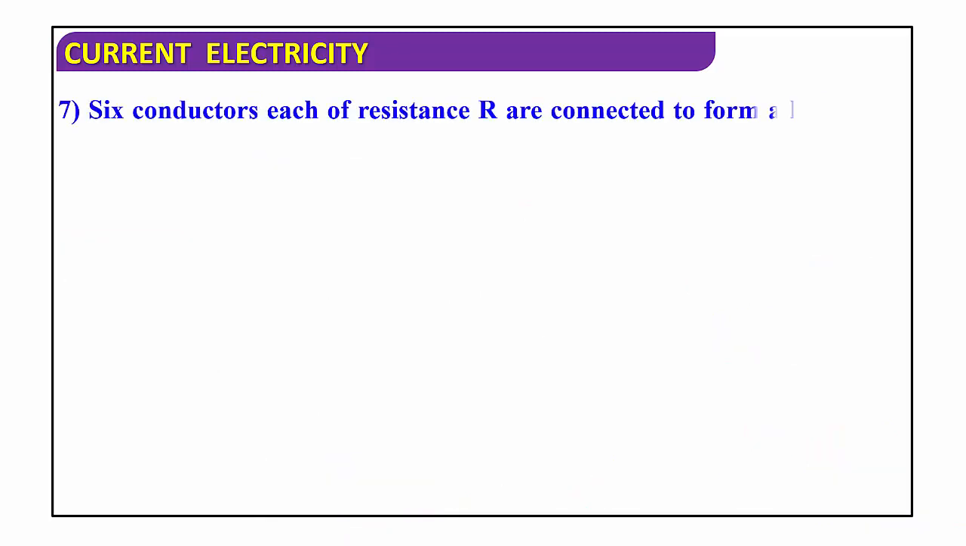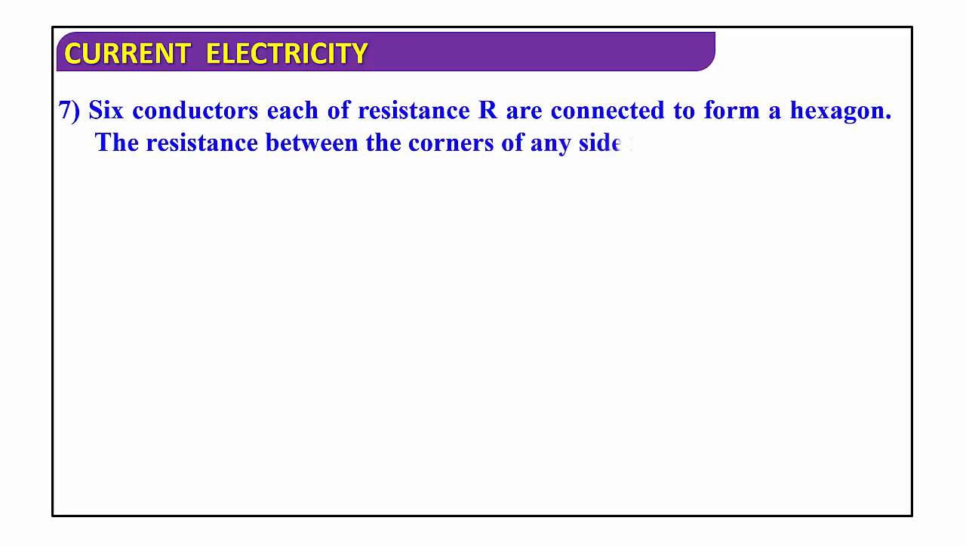Come to the 7th question. Six conductors each of resistance R are connected to form a hexagon. The resistance between the corners of any side is. Totally they had given 6 conductors, each conductor having resistance R, and it forms a hexagon. Now we have to find the resistance between the corners of any side. Options they had given here, 4 options.